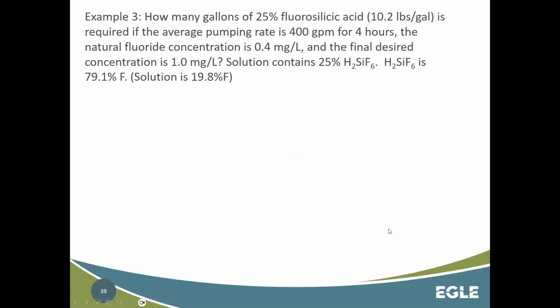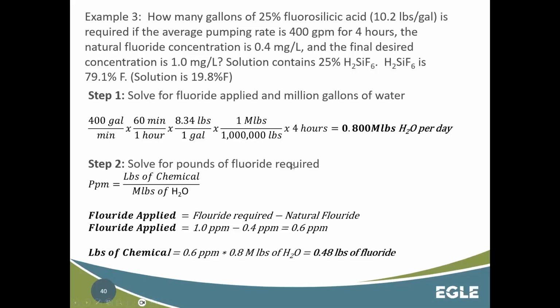Okay, example 3. How many gallons of hydrofluorosilicic acid is required if the average pumping rate is 400 gallons per minute for 4 hours? The natural fluoride concentration is 0.4, and the final desired concentration is 1. So the difference in this example is we have a pumping rate instead of a volume that's provided. So we need to convert this pumping rate to a volume. So that'll be step 1.